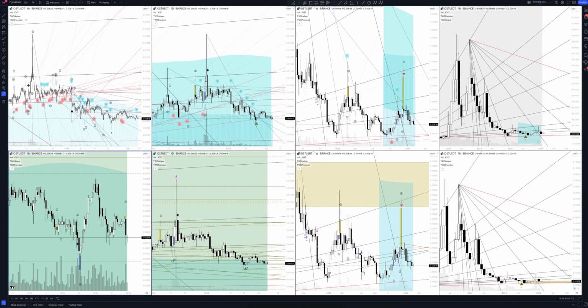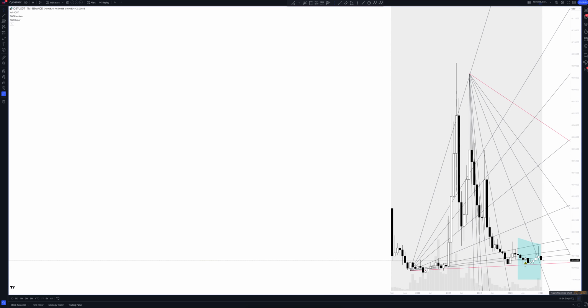Today we will take a look at IOST cryptocurrency. Let's analyze the market situation and find out how you can make money on it. Let's start. We always start our analysis from the global market.